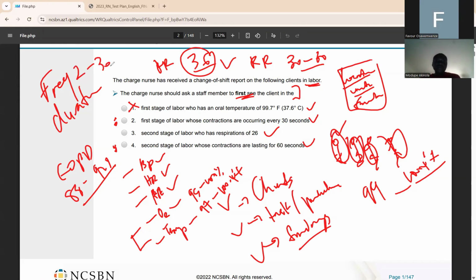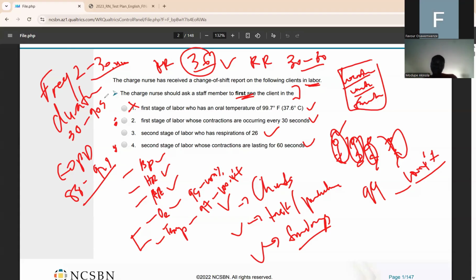Okay. Contraction related to frequency, the normal range is 2 to 30 minutes. That's the normal range. For duration, contraction is 30 to 90 seconds. So take note, this is what you need to know for the NCLEX exam. I've given you a shortcut right now. Contraction, when it comes to frequency, 2 to 30 minutes, that's what you need to know. Duration, 30 to 90 seconds.